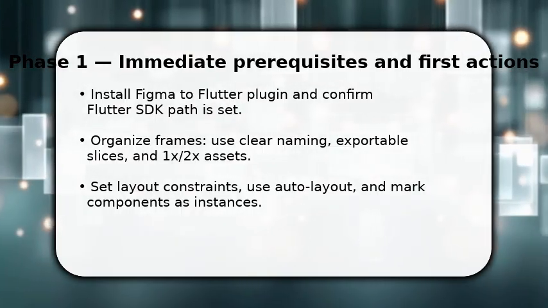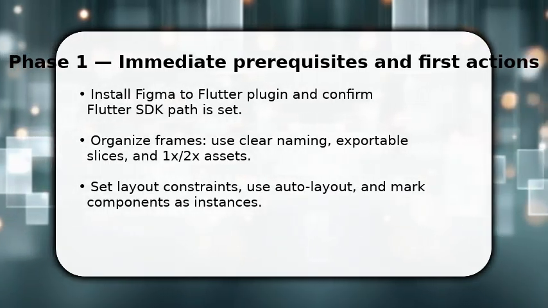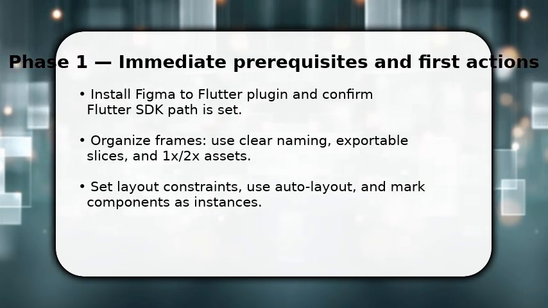Export any raster images at 1x and 2x. This prevents blurry assets. Now launch the plugin and choose your target page. You're ready to generate code.